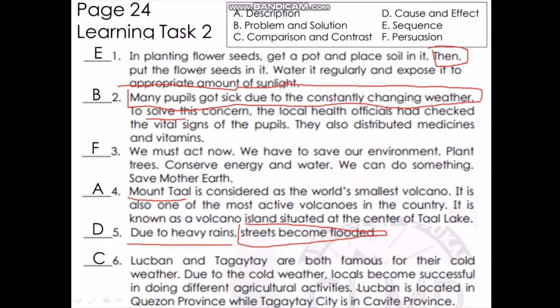Number 6, the answer is letter C, comparison and contrast. Why? Because they compared Lukban and Tagaytay. So, it's comparison and contrast.